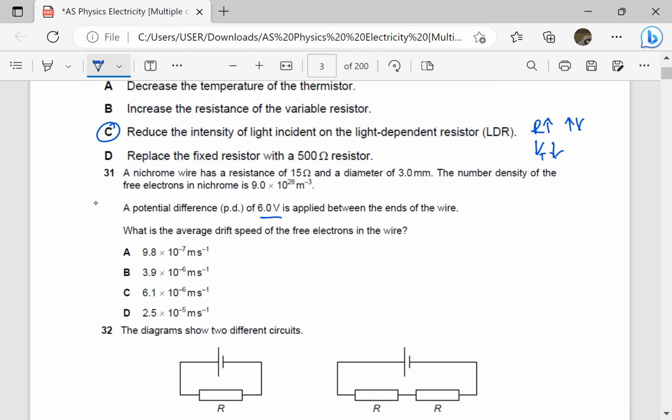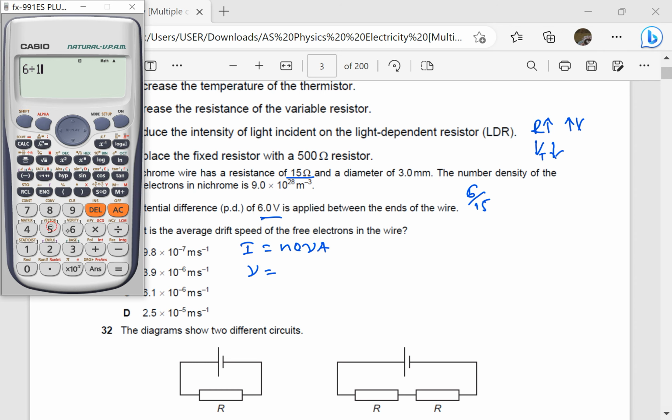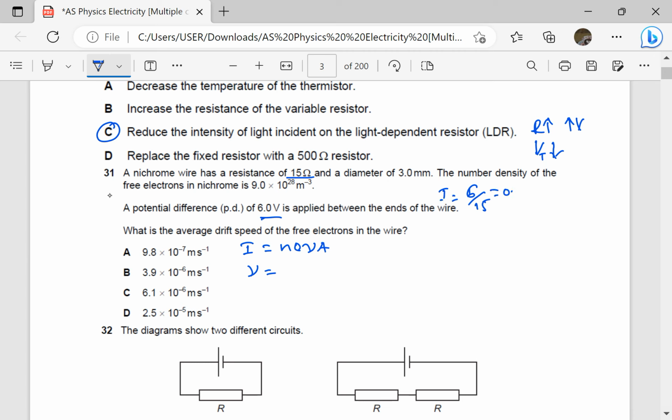So we know that current is equal to nevA. So the drift speed is going to be the current, which current is, where is the current? We have the resistance and we have the PD. So the current is going to be 6 divided by the resistance, which is 15. So 6 divided by 15. The current is going to be equal to 0.4 amperes.